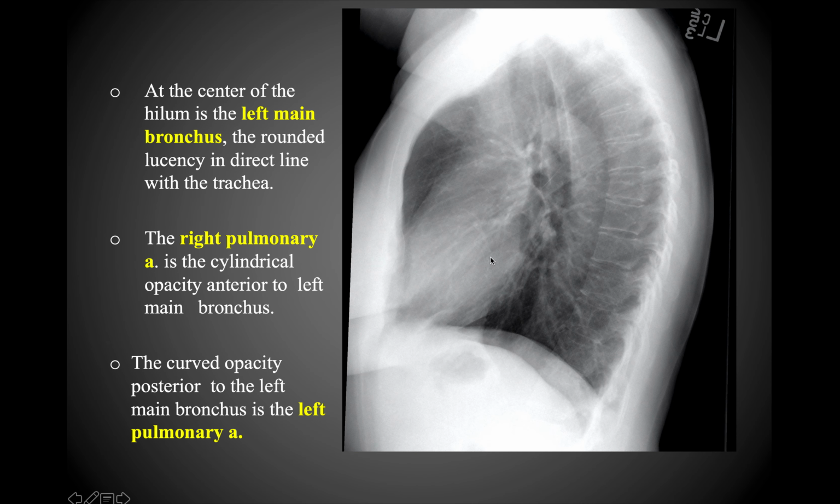So at the center here, you're looking at the hilum of the lungs. Again, look for that dark eye right in the middle. That's going to represent the left main bronchus. And then the right pulmonary artery is going to be located just anterior to that. So again, you can kind of make that out right here is the right pulmonary artery. And then the curved opacity that you see just above it, that's going to be the left pulmonary artery arching over the left main stem bronchus.